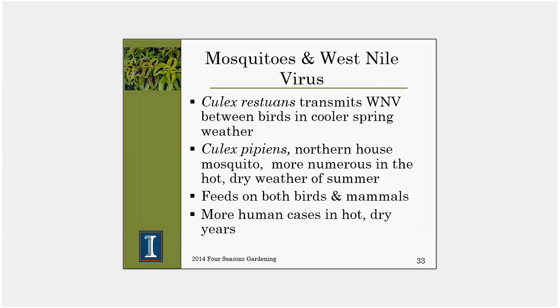So Culex restuans transmits between birds in cooler spring weather. Then we get the northern house mosquito doing most of it, more numerous later in the year. Now Culex pipiens overwinters, and so does restuans, as a matter of fact, as adults in protected areas, hollow trees. You get into southern Illinois, or in much of Illinois where there are caves.